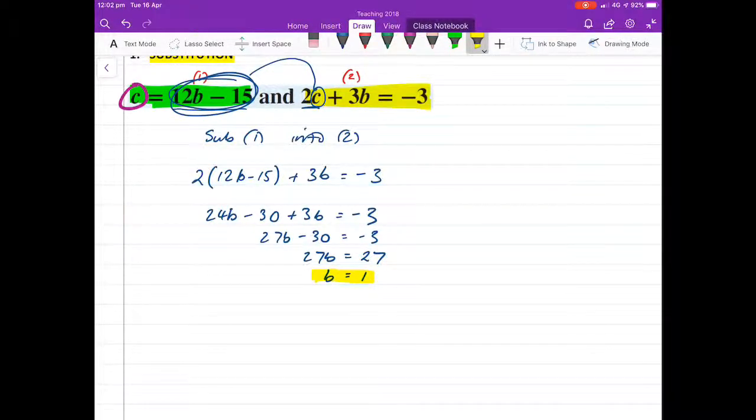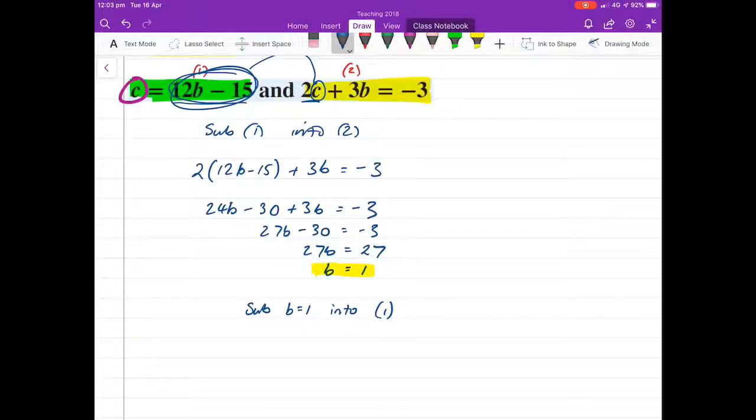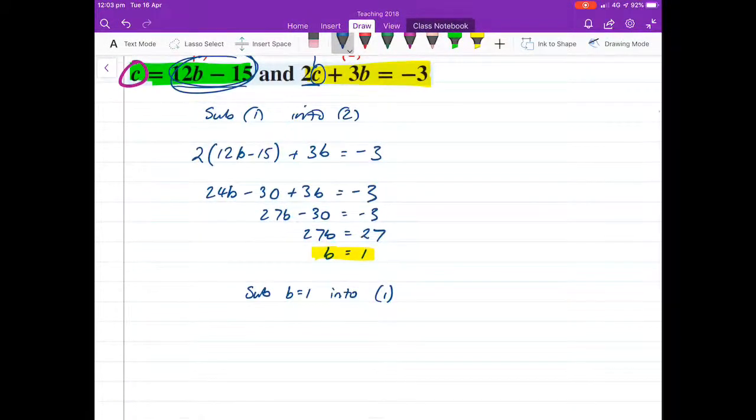All right, we know that we've got to have a value for C and a value for B to find a solution to this one here. So once we get to this point, we've already subbed equation 1 into equation 2. We found a value for B now, and it equals 1. So we are now going to sub B equals 1 into equation 1, okay? You can put it straight back into equation 2 if you wish. I'm going to go into equation 1.